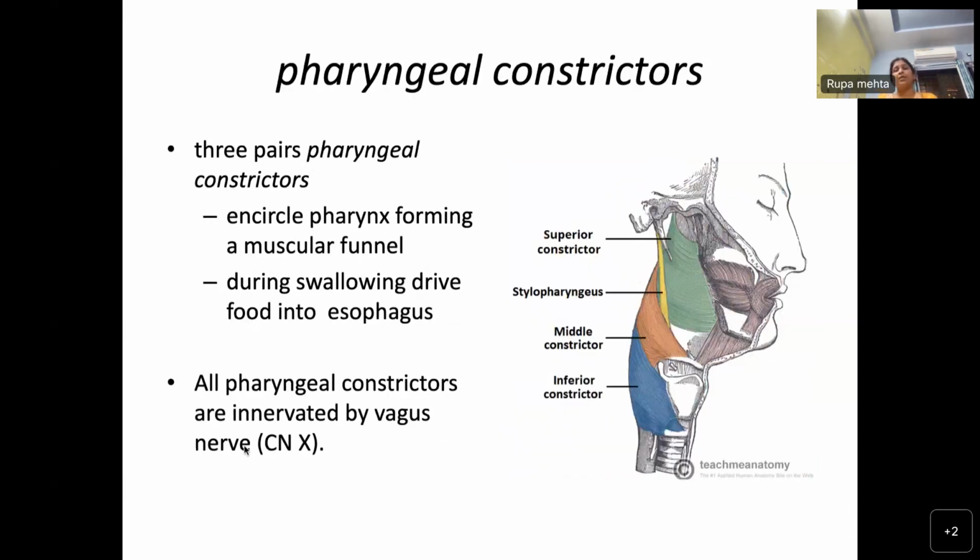Now, the pharyngeal constrictors. There are 3 pairs of pharyngeal constrictors which encircle the pharynx, forming a muscular funnel. During swallowing, they drive the food into the esophagus. All pharyngeal constrictors are innervated by the 10th cranial nerve.